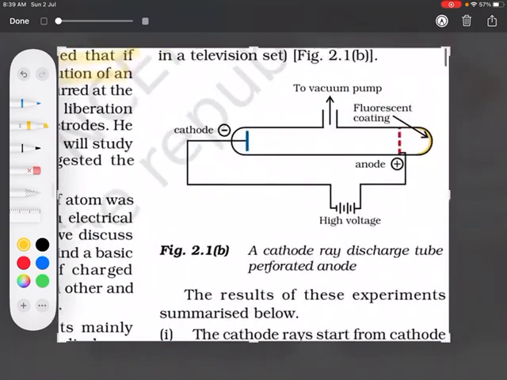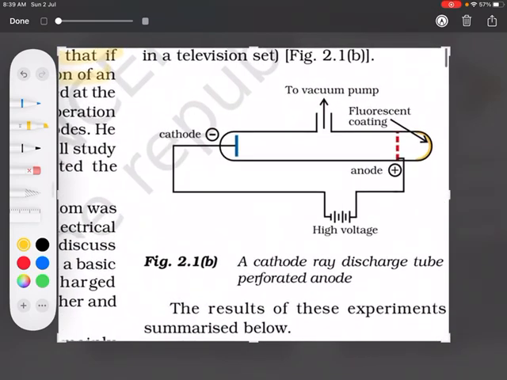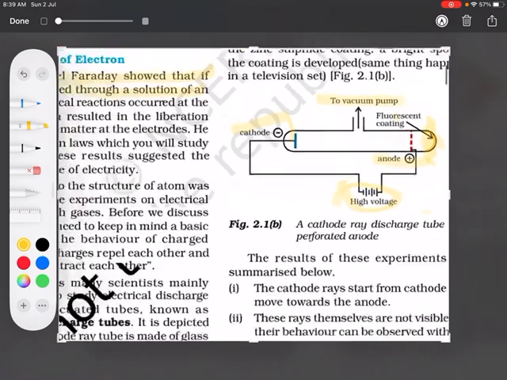You can see this is the diagram of the cathode ray discharge tube. This part is a zinc coating, a fluorescent zinc coating, and there's a high voltage applied here. This is the cathode, this is the anode part, and this is the vacuum pump. We're going to learn why all of these are present.